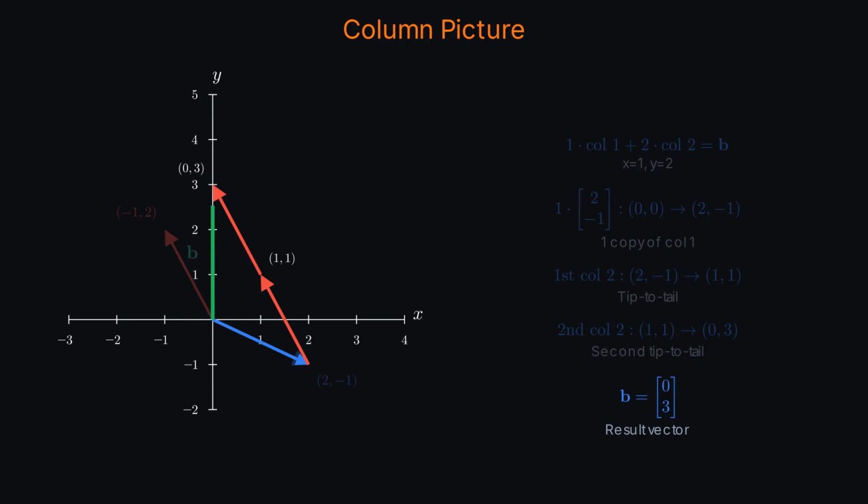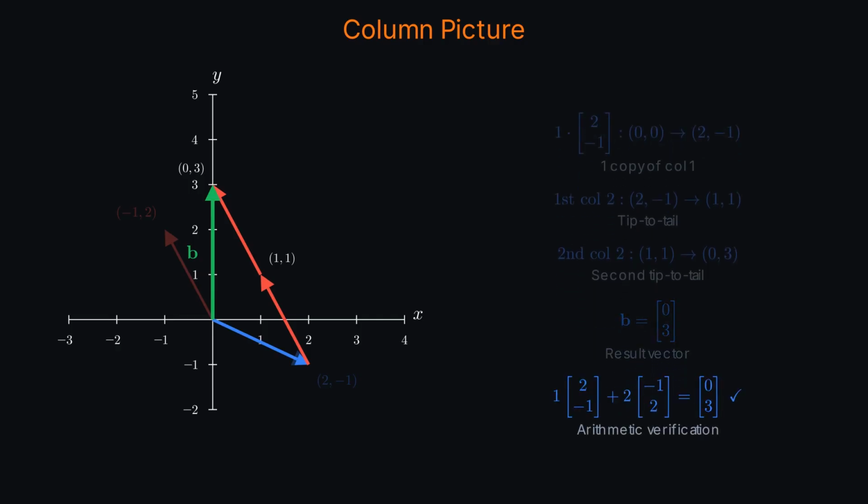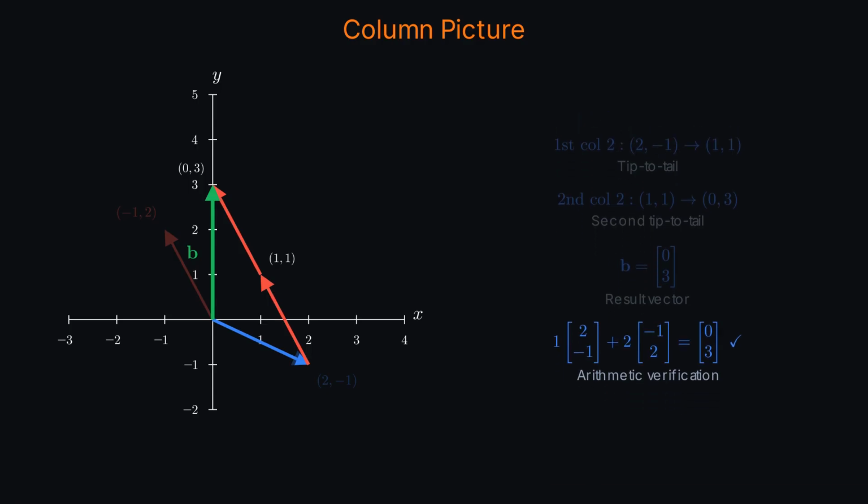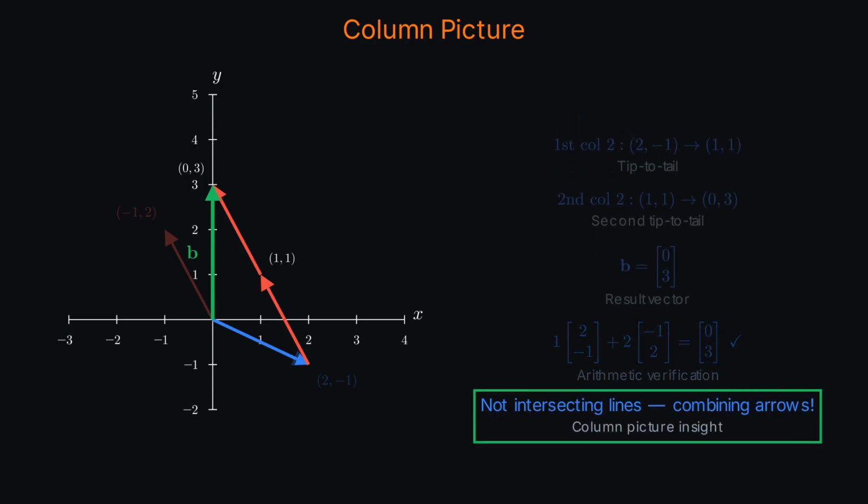Now draw the result. Vector b from the origin to (0, 3). That's the green arrow. The arithmetic confirms it: 1 times the vector (2, -1) plus 2 times the vector (-1, 2) equals the vector (0, 3). Same answer, x equals 1, y equals 2, but a completely different picture. We're not intersecting lines, we're combining arrows.